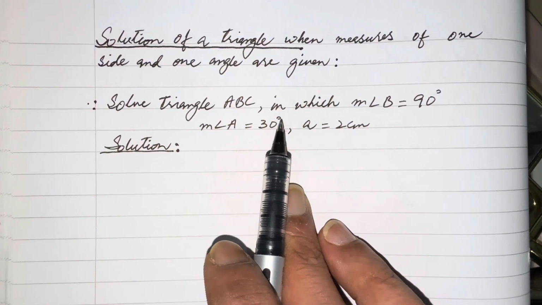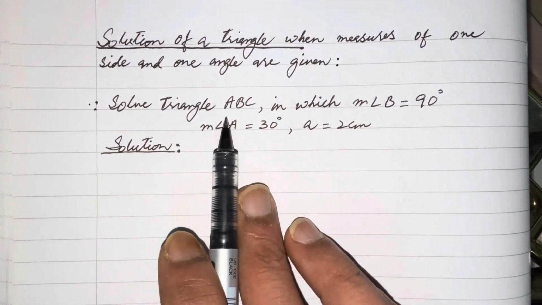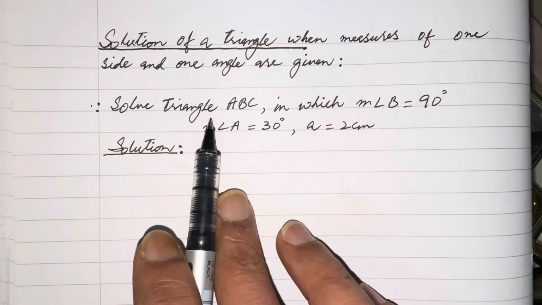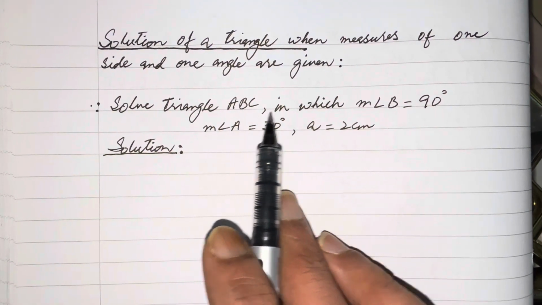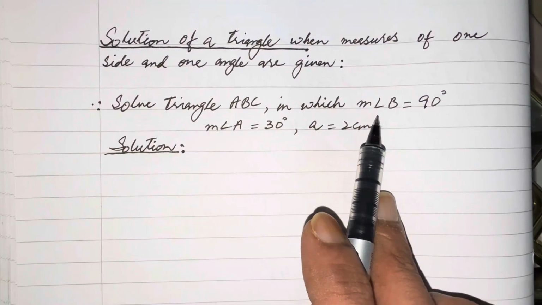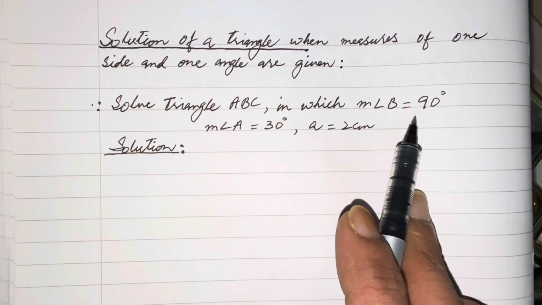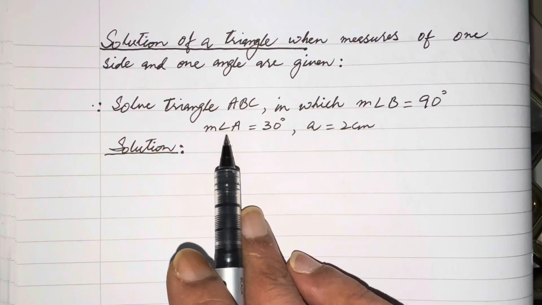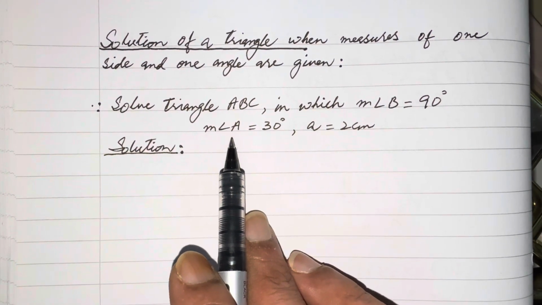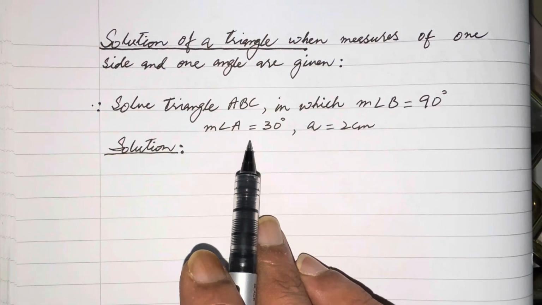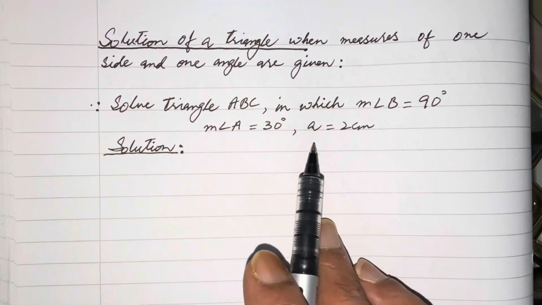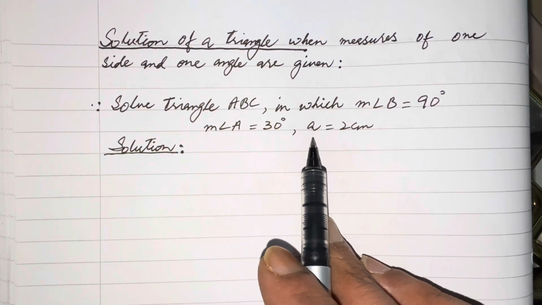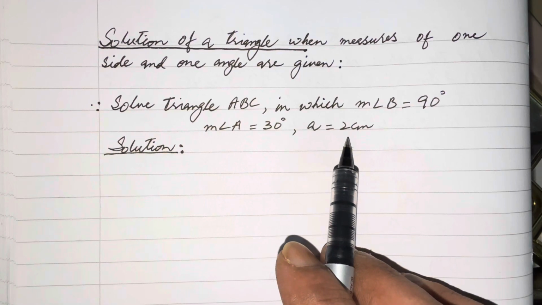So let's start with an example: solve the right angle triangle ABC in which measure of angle B is equal to 90 degrees, measure of angle A is equal to 30 degrees, and small a, representing the side of the right angle triangle, is equal to 2 centimeters.